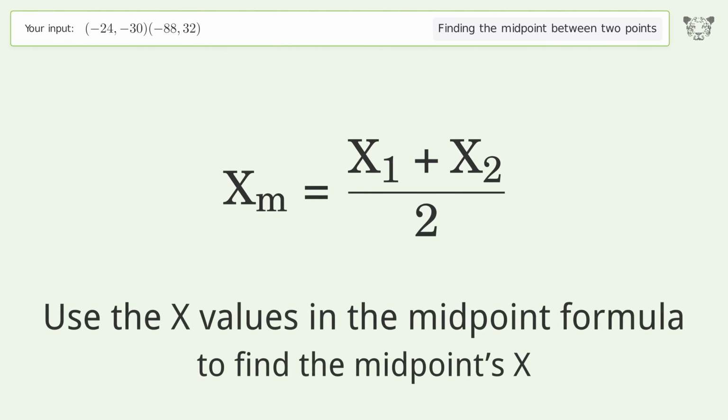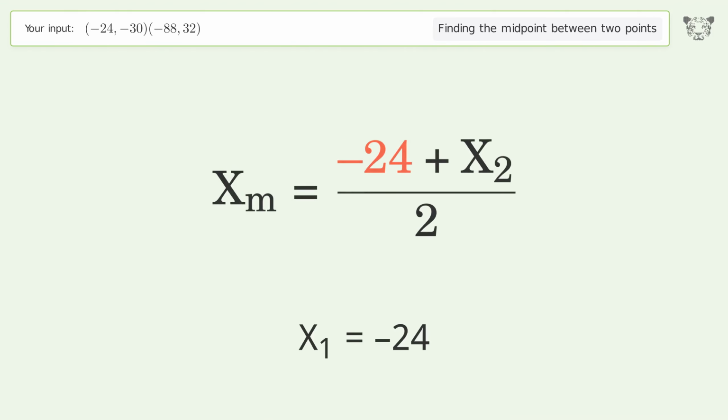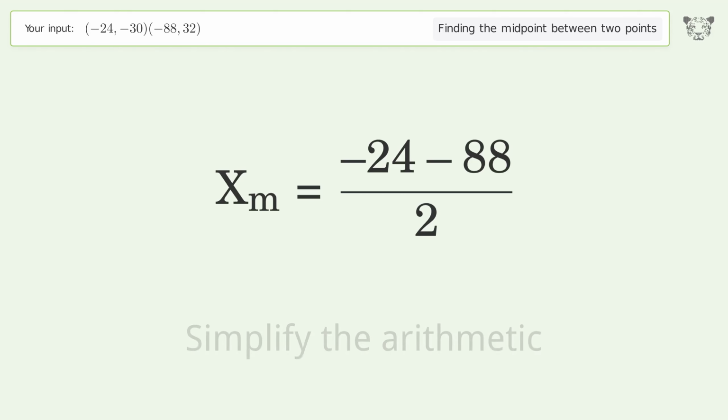Use the x values in the midpoint formula to find the midpoint's x. x1 equals -24. x2 equals -88. Simplify the arithmetic.